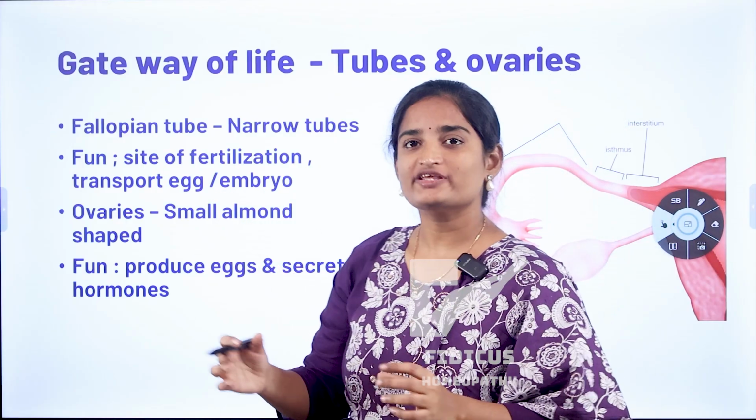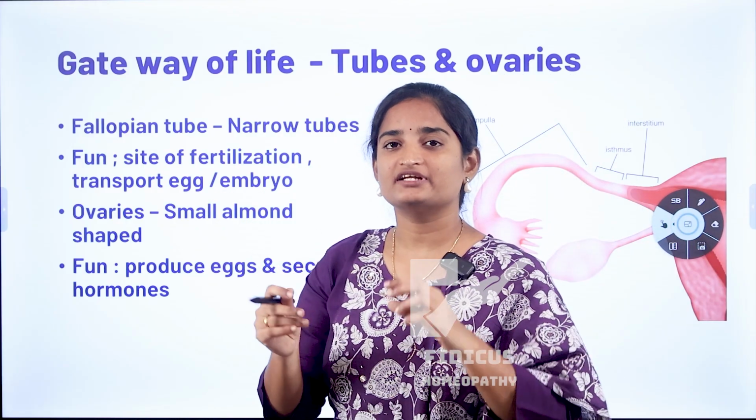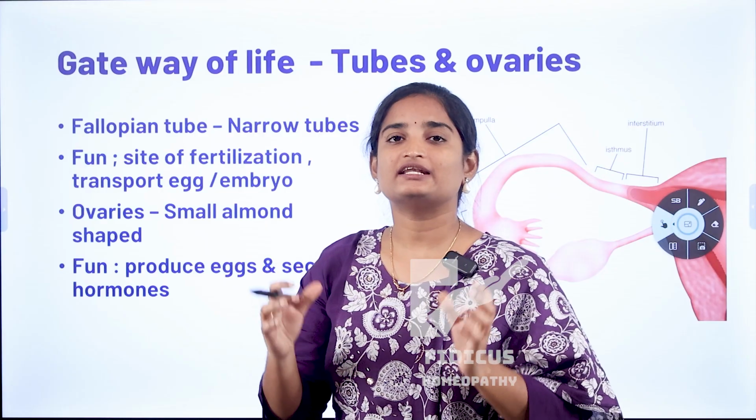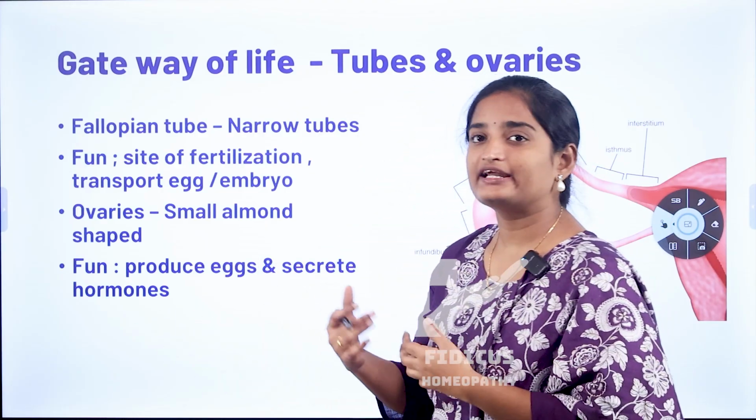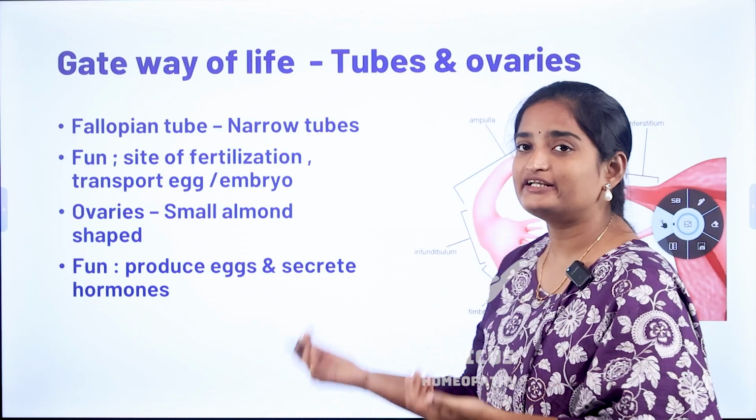Now the ovaries. Ovaries are small almond-shaped structures. They are small, and they lie on either side of the uterus. Ovaries help in the production of eggs. They release an egg every month and also secrete hormones.